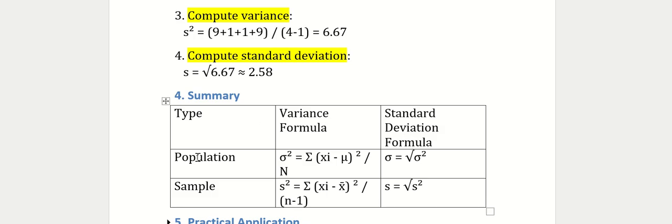So in the case of a population, we need to divide by n, but in the case of a sample we need to divide by n minus 1. n is the total number of data points, okay? And in both cases the standard deviation is the square root of the variance.